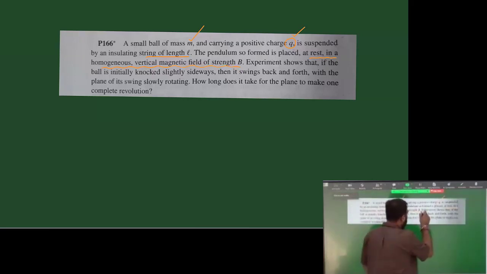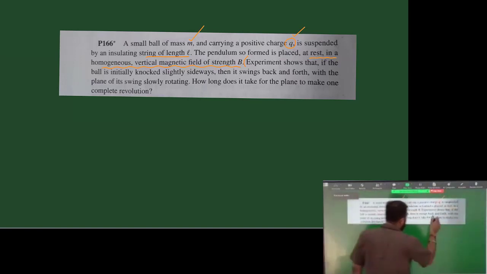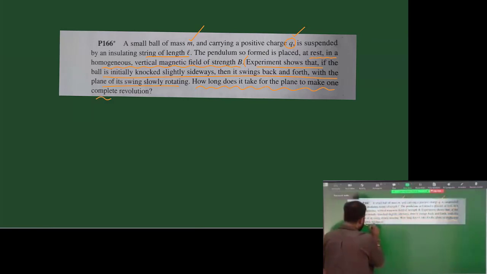Now the experiments have proved that if the ball is initially knocked, you take this pendulum and provide it a flick. If the magnetic field was not present, it will oscillate like a simple pendulum. But if there is a vertical magnetic field, not only will the particle oscillate, the plane of oscillation will also rotate. And that is why we have to justify why this is happening. How is it rotating? And then comes the actual question for JEE Advanced: how long does it take for the rotating plane to make one complete revolution?